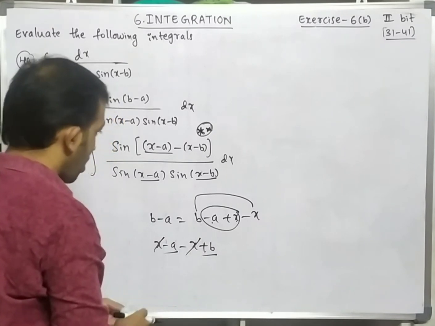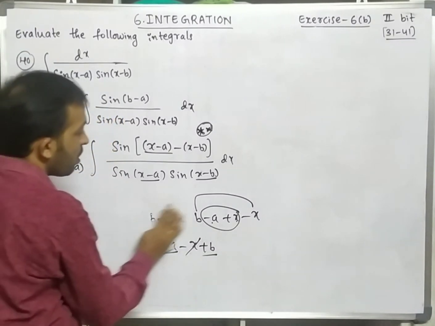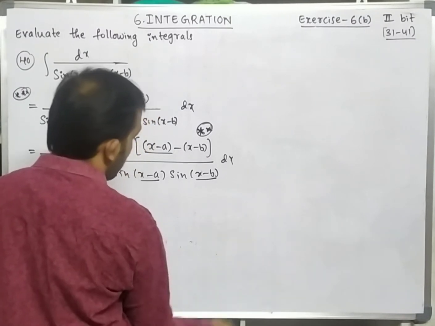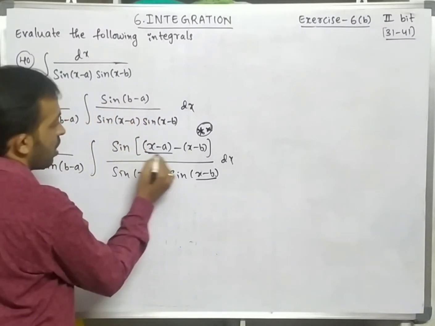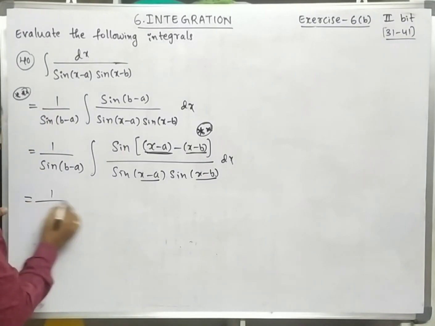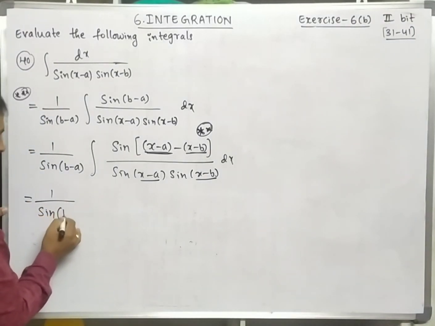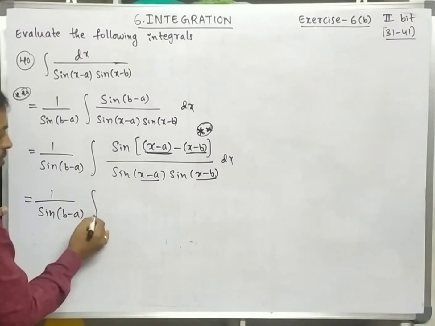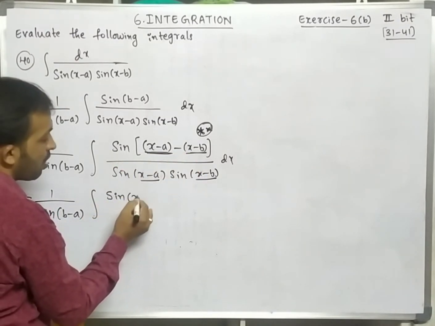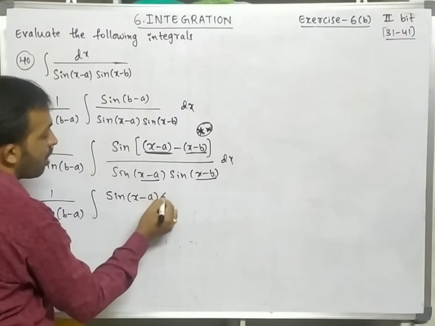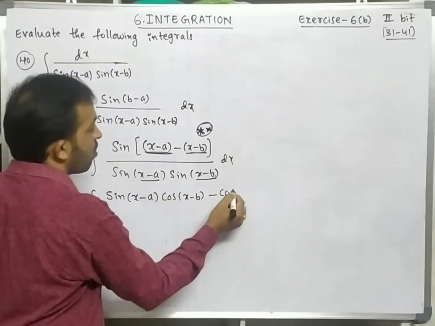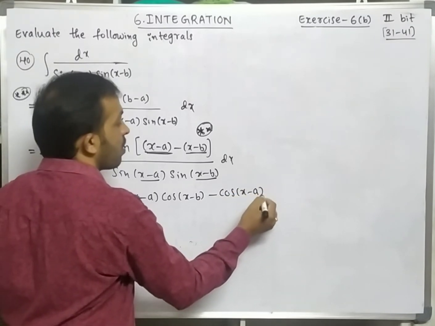Okay, now the numerator is of the form sine of a minus b. What is the formula of sine of a minus b? So this is a, this is b. Okay, so split it like that. Sine of b minus a into, what is the formula? Sine of a minus b formula is sine a cos b minus cos a sine b.